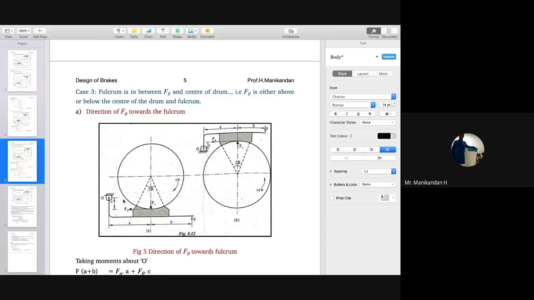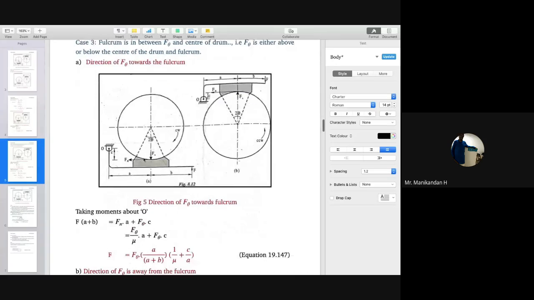Now case 3. You can see the figure over here, this is the difference. The line of action of F theta is such that the fulcrum is a little bit above it. We can say the line of action of F theta is in between the fulcrum and the center of the shoe.